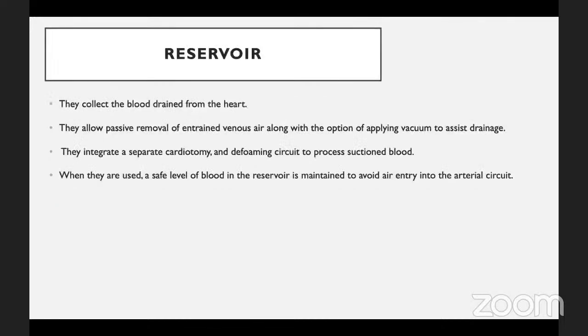The reservoir collects the blood drained from the heart. It allows passive removal of entrained venous air, along with the option of applying vacuum to assist the drainage. It integrates a separate cardiotomy and defoaming circuit to process suctioned blood from the field. When used, a safe level of blood in the reservoir is maintained to avoid any air entry into the arterial circuit.